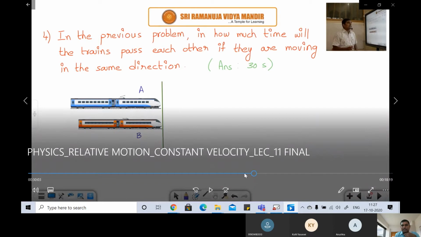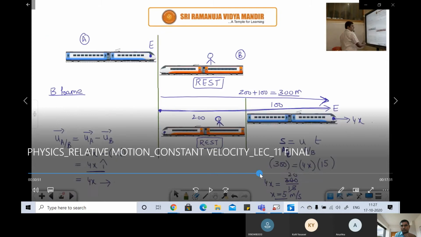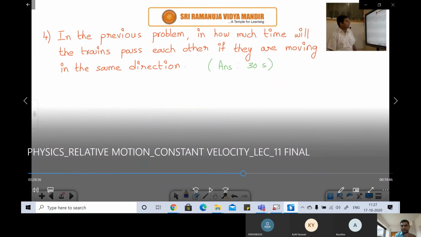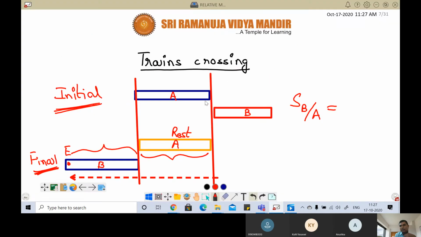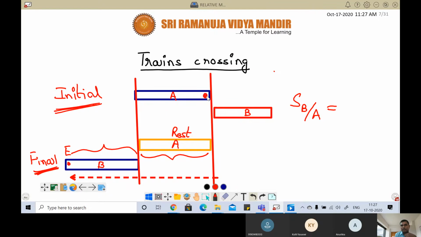Opposite direction means, as I just explained, you should take a diagram like this. The engine of A will be here, initially the engine of B will be here, and in the final position the engine of A will be here and the engine of B will be here.